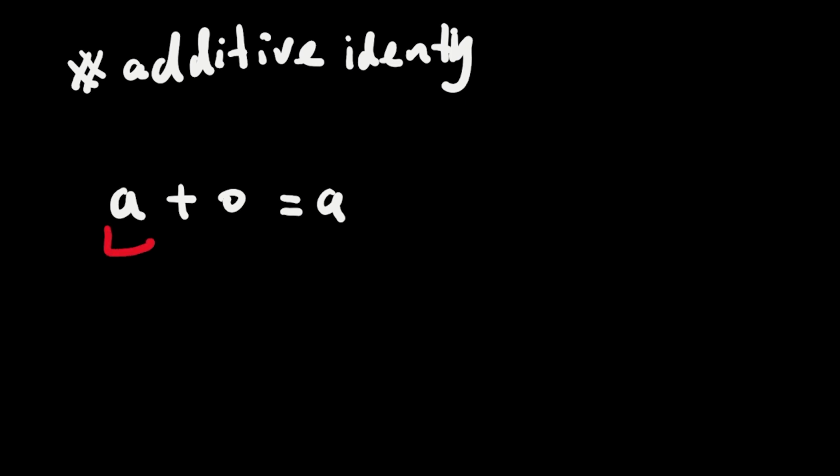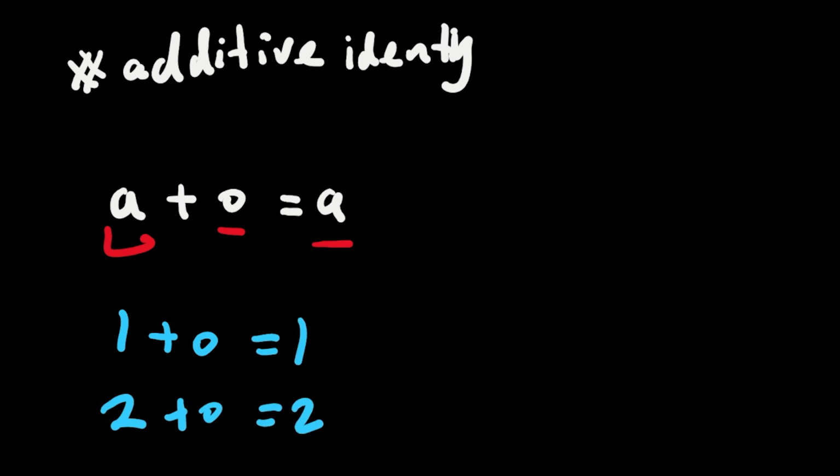We'll start our lesson today with the additive identity. So what's the additive identity? The additive identity is nothing but a plus 0 equals a. It's as simple as that. Anything that we add 0 to, we will always get the same thing. So for example, 1 plus 0 equals 1, 2 plus 0 equals 2, and so on.